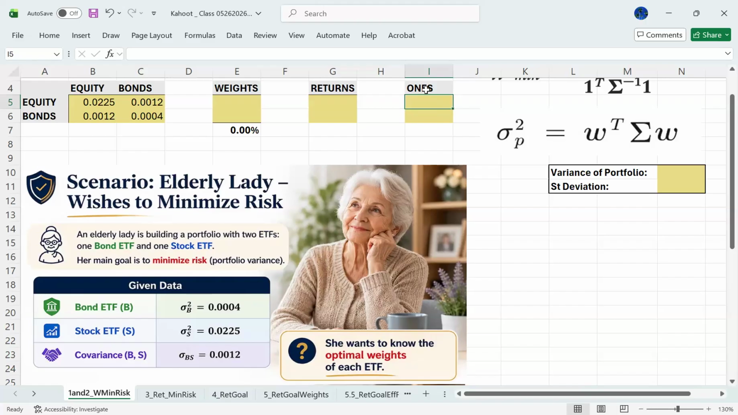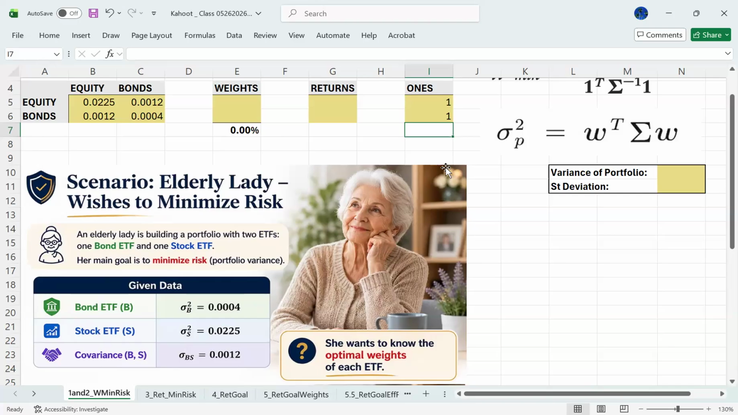A matrix of ones is just one and one. It's just a column vector. It's a matrix n by one, where n is the number of assets you have. That's going to be the number of rows, and then one single column, and all of the elements are going to be just ones.